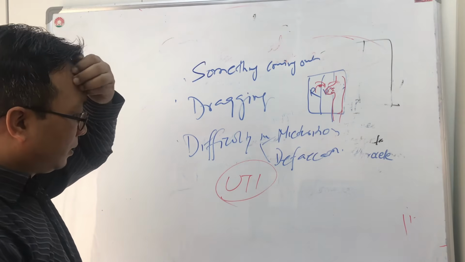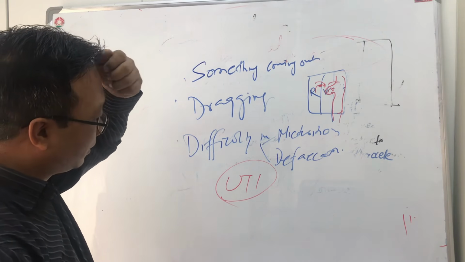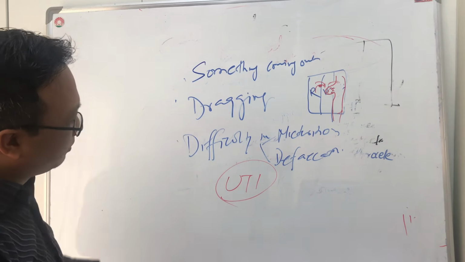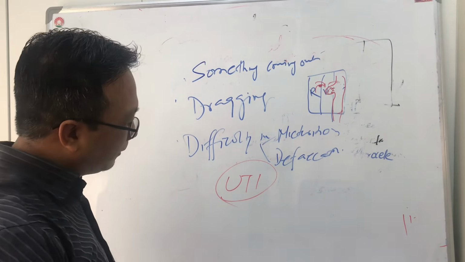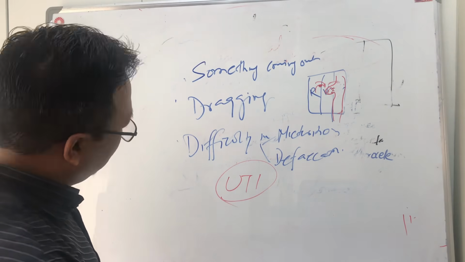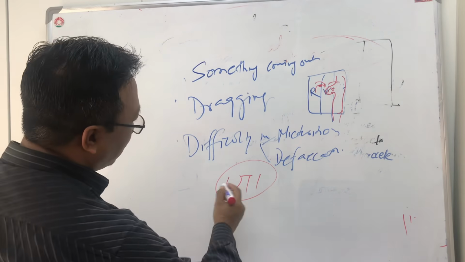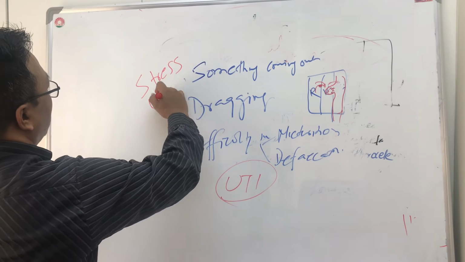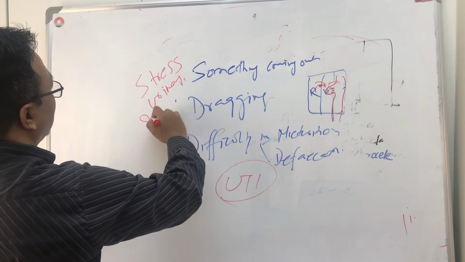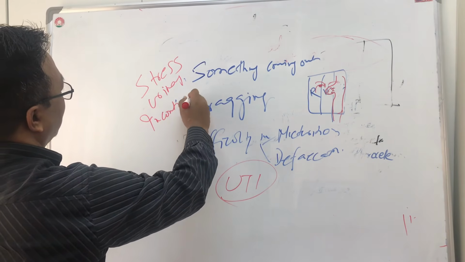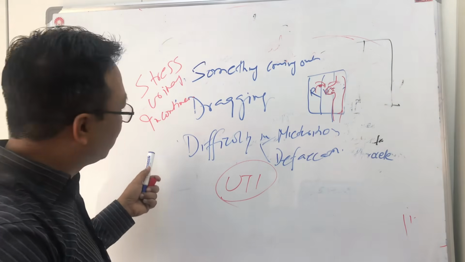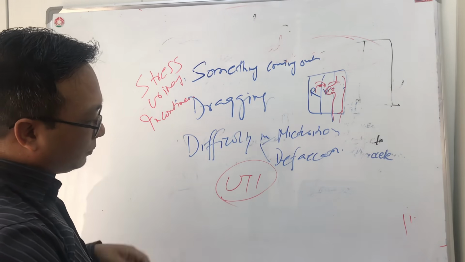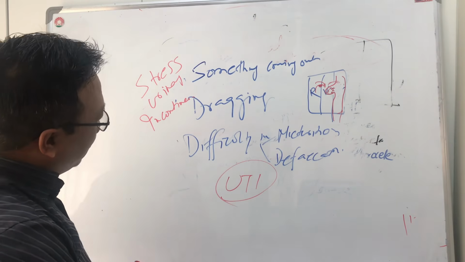So along with that, what other things can happen? Something coming out, dragging sensation, difficulty in micturition, defecation, and yes, there will be UTI and stress urinary incontinence. We'll discuss it. And what else can happen here?